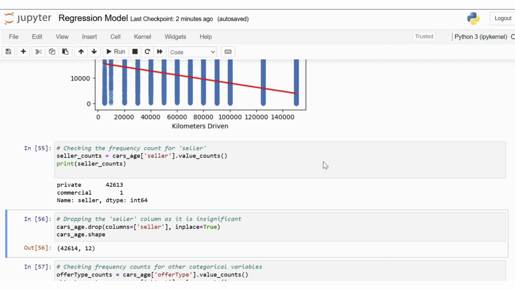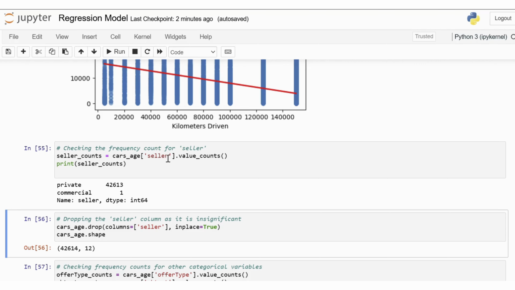By cleaning and visualizing our data, we've set the stage for building a more accurate predictive model. Let's move on to categorical variables, and we will start by looking at the frequency count of different categories within each categorical variable to determine their significance. First, we will check the frequency count for seller.